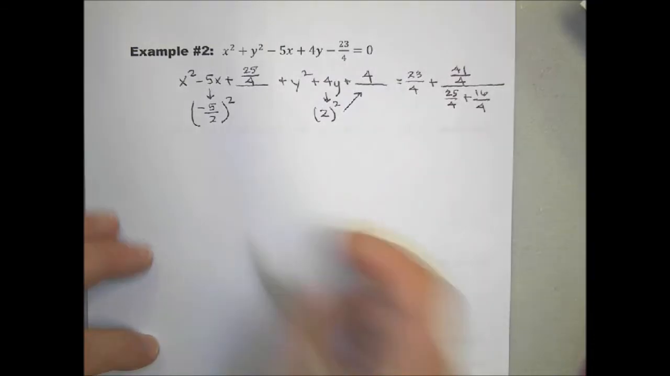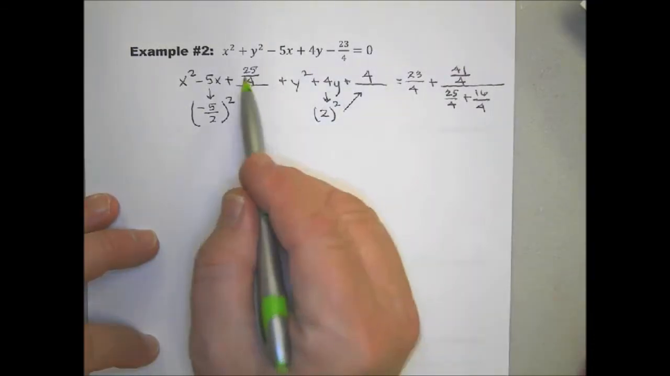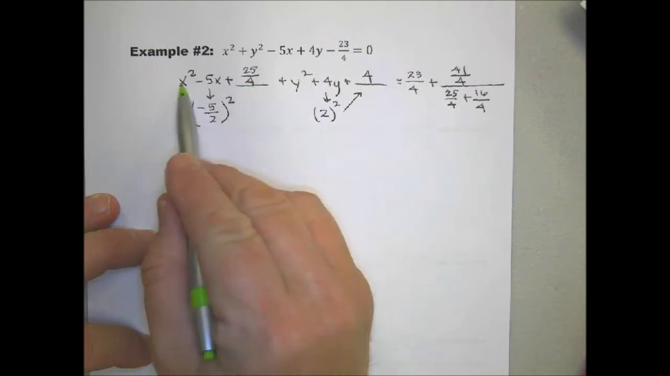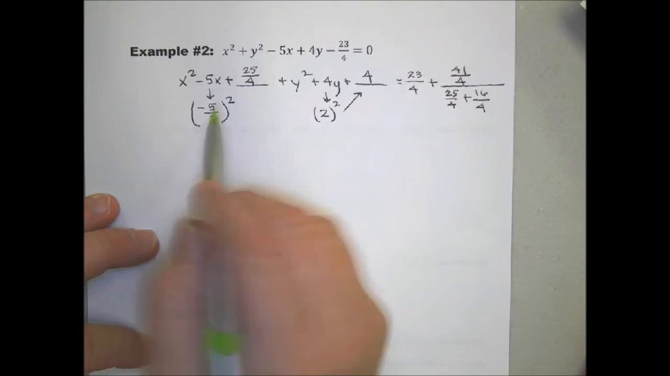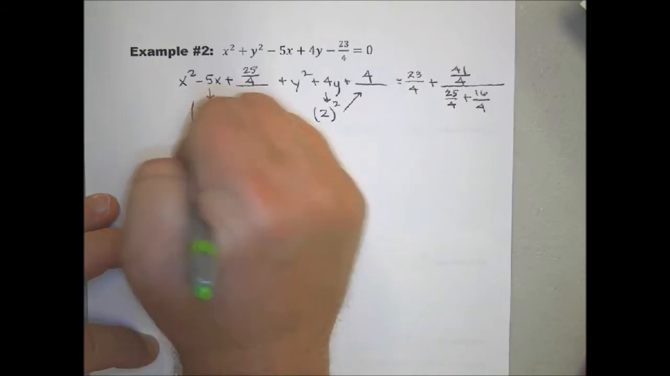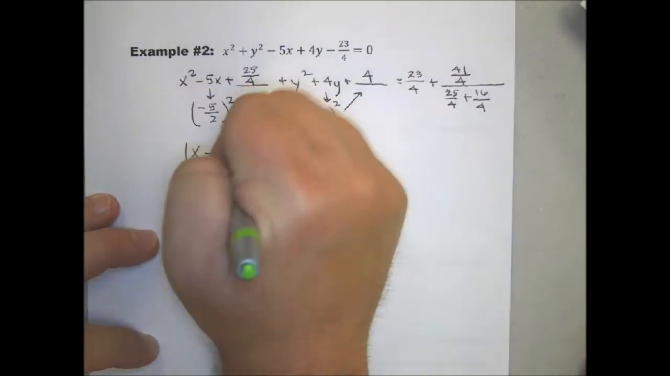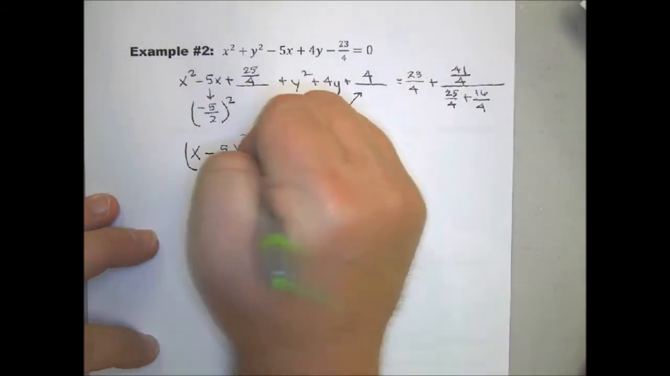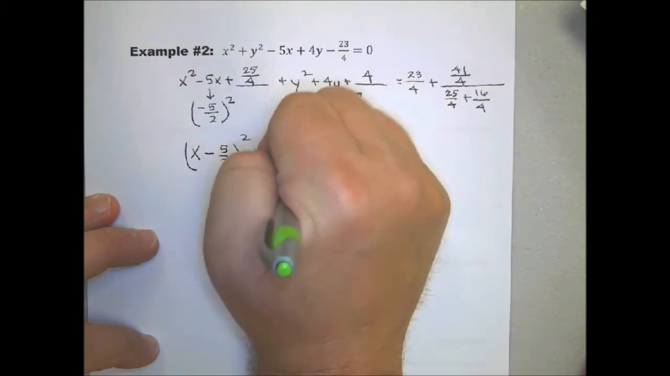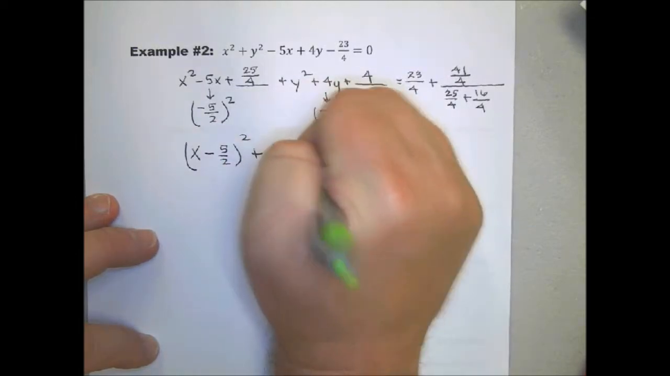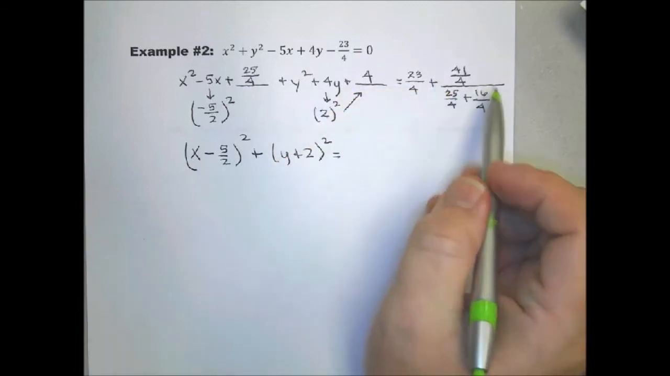Now, what do we have as an overall equation now? Well, remember, trust the process. You just made a perfect square, and the perfect square is always the 1/2 number. So it's (x minus 5/2) squared plus (y plus 2) squared. And the big thing is, what is all of this?